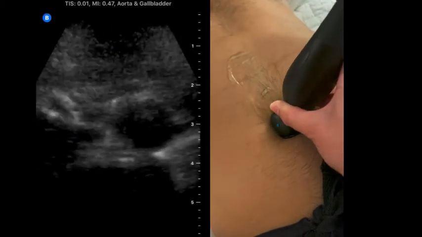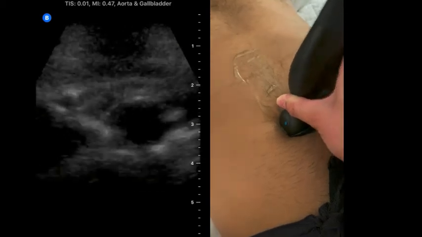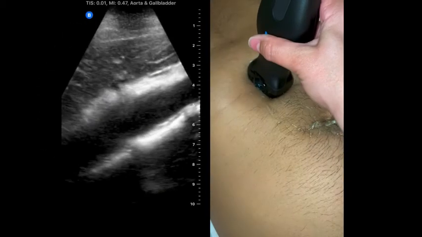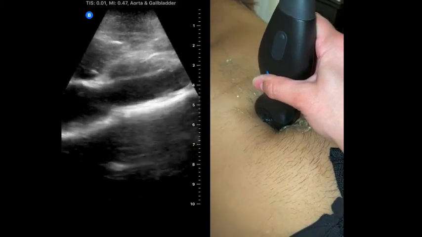Now you can fan distally to visualize the bifurcation of the aorta into the iliacs. Finally, rotate your probe to view the aorta in its long axis from proximal to distal.